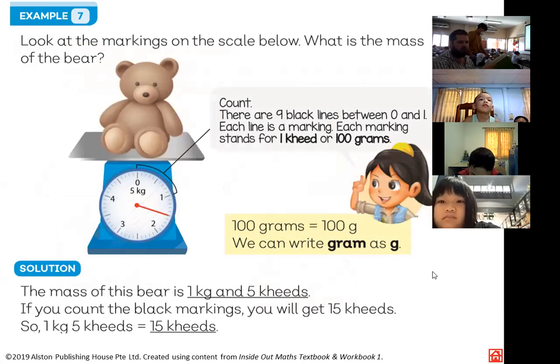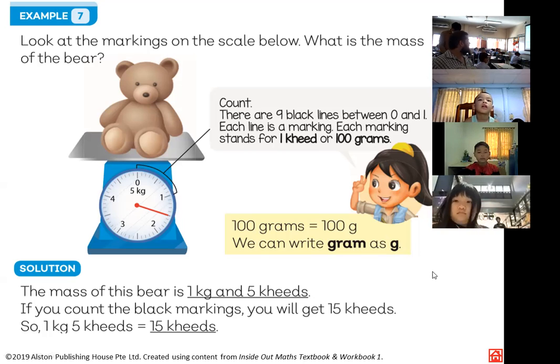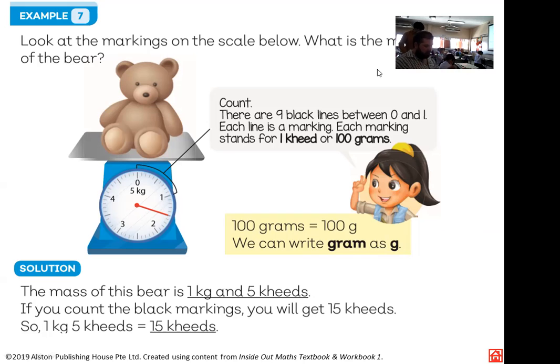What's next? Where are we next? What page are we on? Who can help me? We're on 140. Can you see? Yeah. We're almost done, and then we're going to do an example.